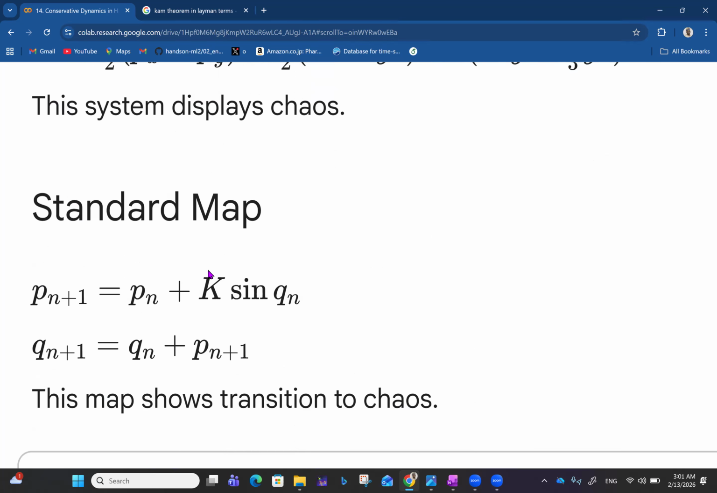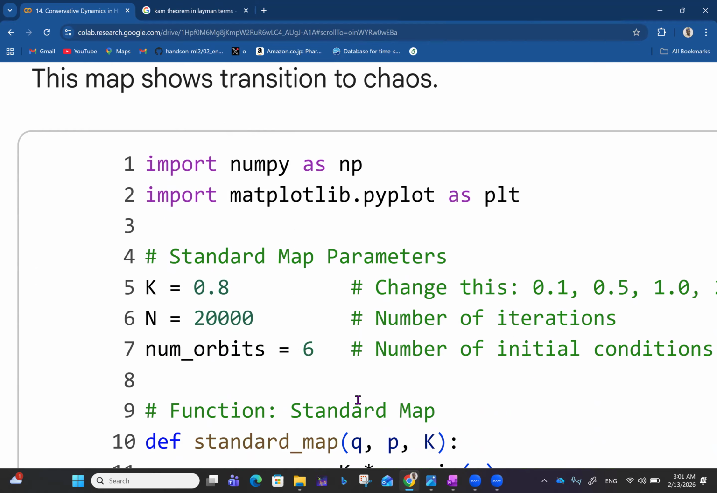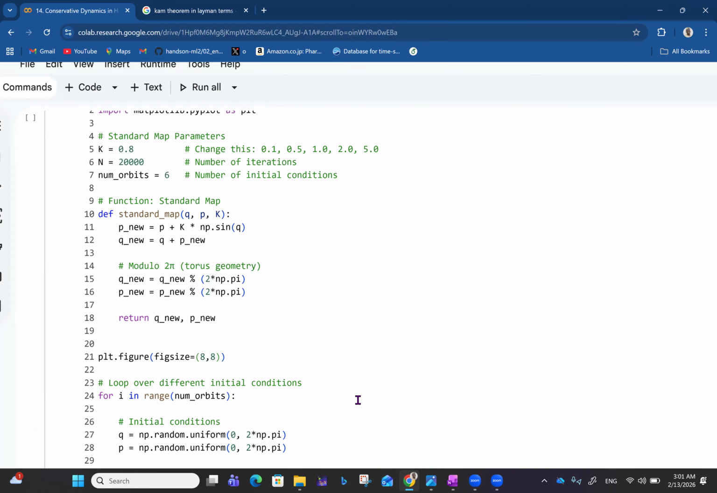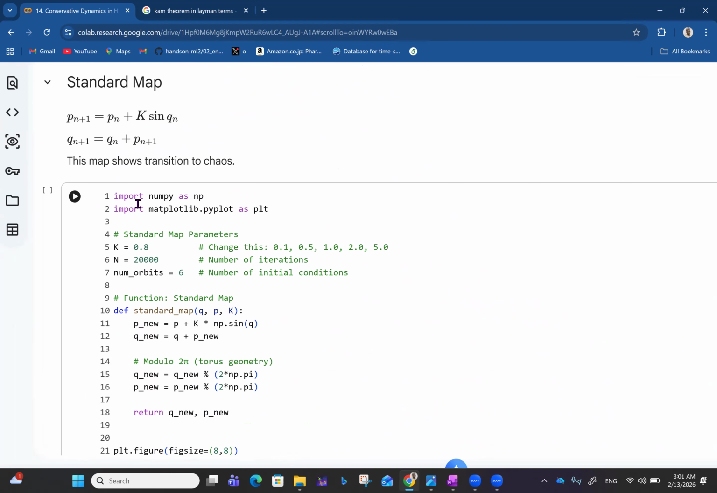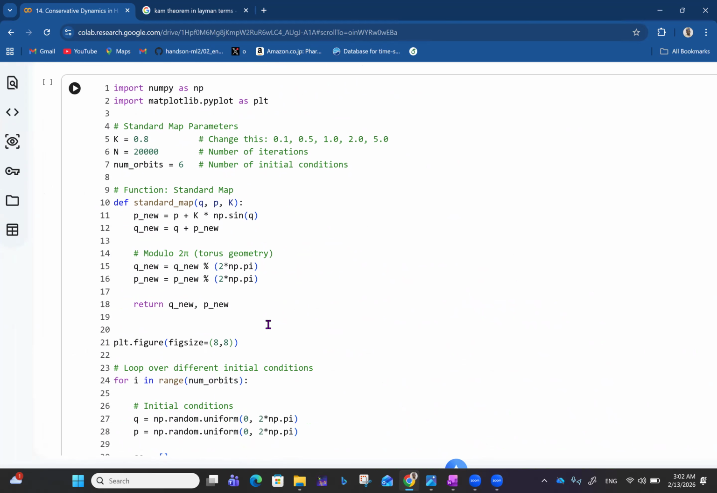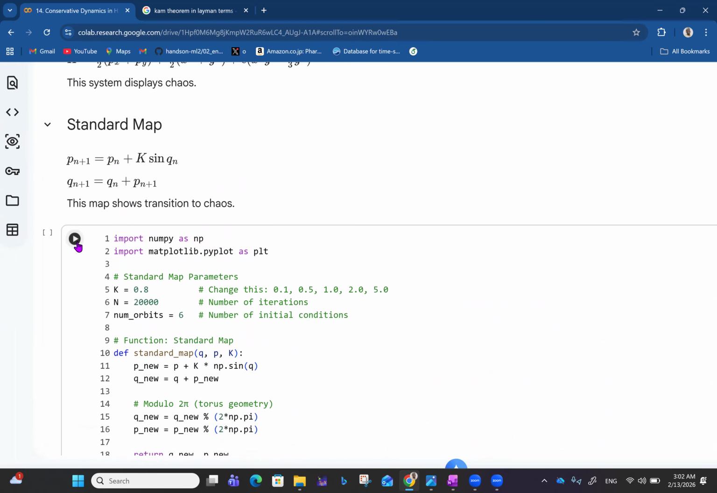And we have the standard map: P_{n+1} equals P_n plus K sine Q_n, and Q_{n+1} equals Q_n plus P_{n+1}. This map shows transition to chaos. Now we want to represent all that. Here K is 0.8 and N is 2000, which is the number of iterations you want. K can be changed to 0.1, 0.5 and so on. The number of orbits can be 6, that's the number of initial conditions. We can change all of this to see what the standard map looks like.